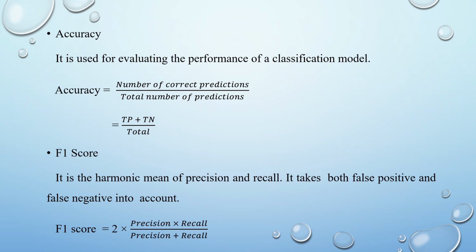Next is F1 score. F1 score is the harmonic mean of precision and recall. It takes both false positive and false negative into account. The formula to calculate F1 score is 2 times precision times recall divided by precision plus recall.